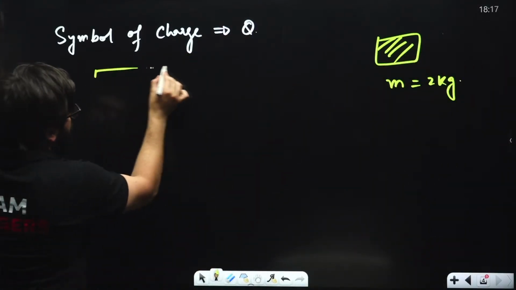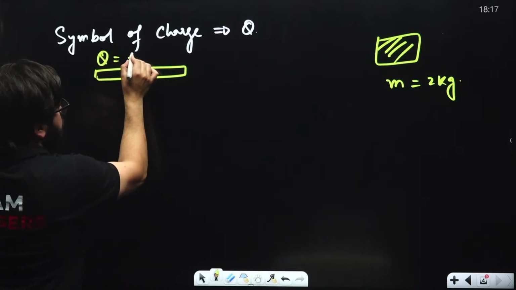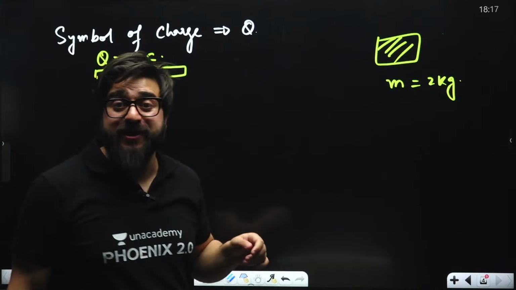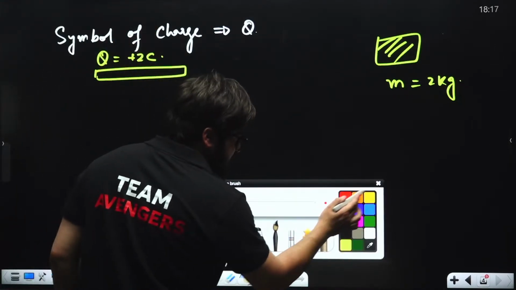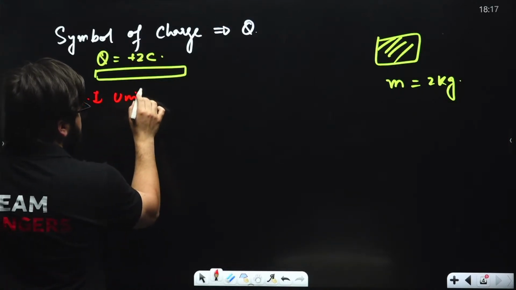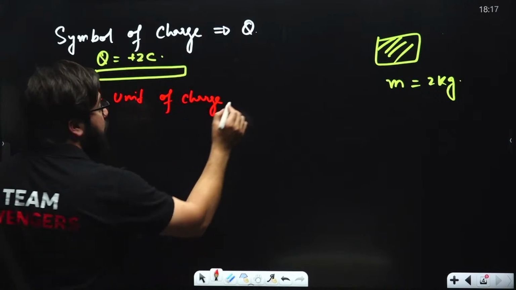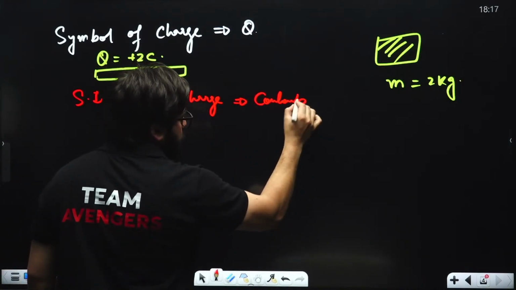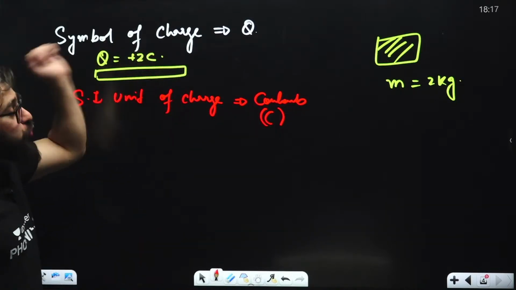If I have a rod over here, on this rod we say Q is equal to plus 2 coulomb charge. We do not say M is equal to 2 coulomb charge. We say Q, the symbol of charge is Q. And when it comes to the SI unit of charge, we say the SI unit of charge is coulomb. That is C. So we say Q is equal to 2 coulomb charge over here.